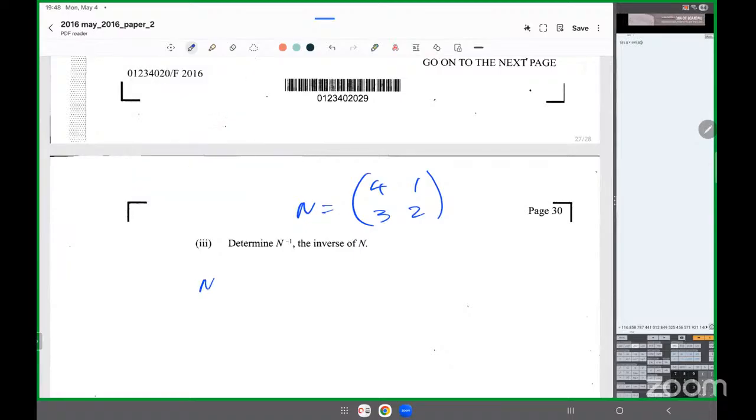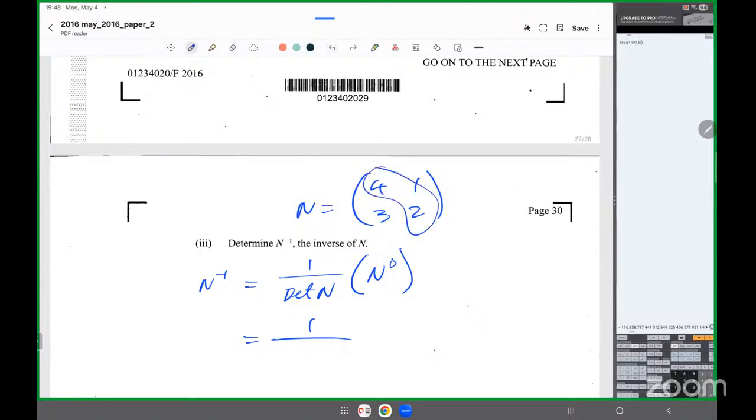So remember, N to the minus 1 is 1 over the determinant of N times the adjoint of N, equals 1 over the determinant. The determinant is the first diagonal product minus the second diagonal product. First diagonal product is 4 times 2 is 8, minus second diagonal product, 3 times 1 is 3. Times the adjoint matrix. How do we get the adjoint? Interchange the elements on the first diagonal. So 2 goes here and 4 goes there. The elements on the second diagonal, we leave them where they are and change the sign. So this one stays where it is and becomes a negative 1. This 3 stays where it is and becomes a negative 3.